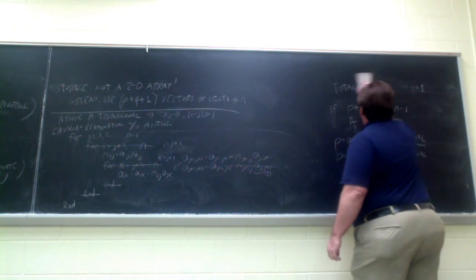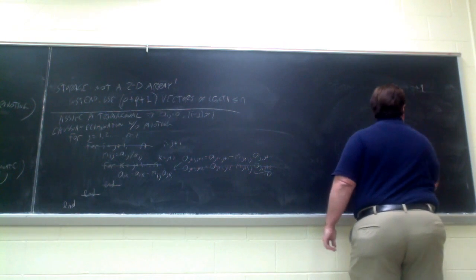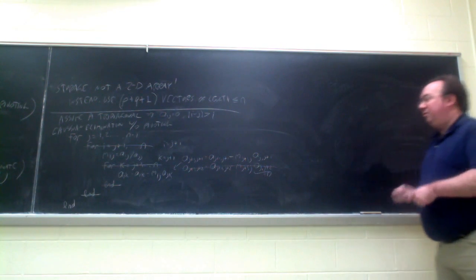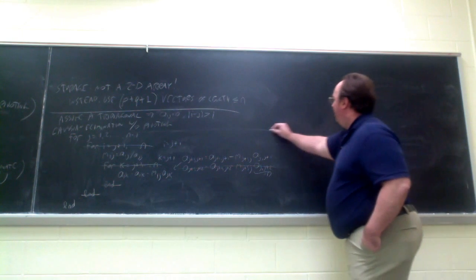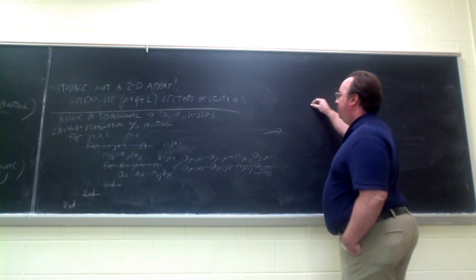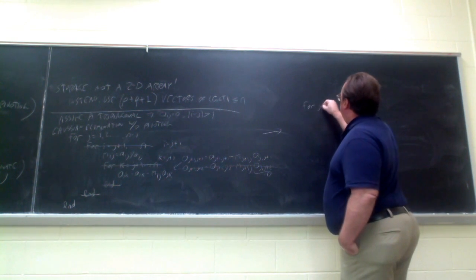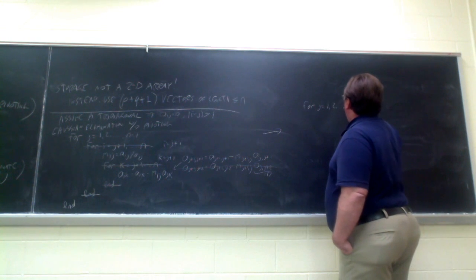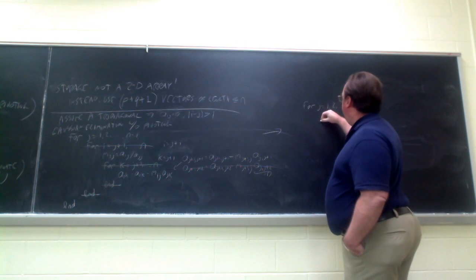So now, it's kind of a mess. So I'll write the cleaner version over here. For j equals 1 up to n minus 1, we need a multiplier.